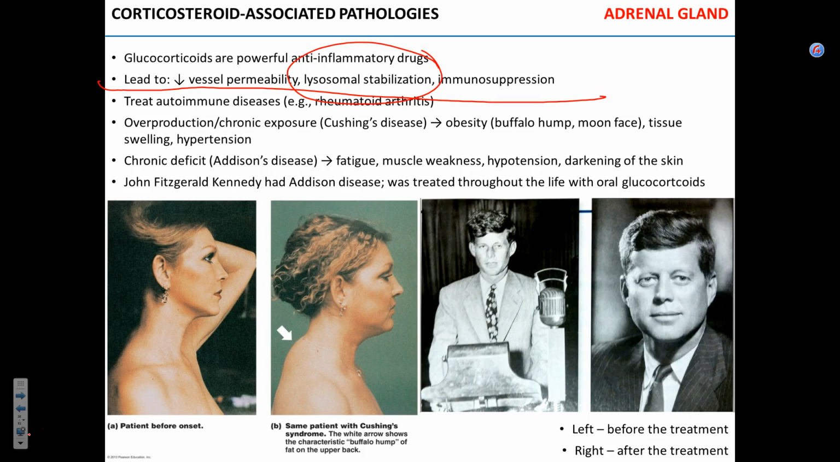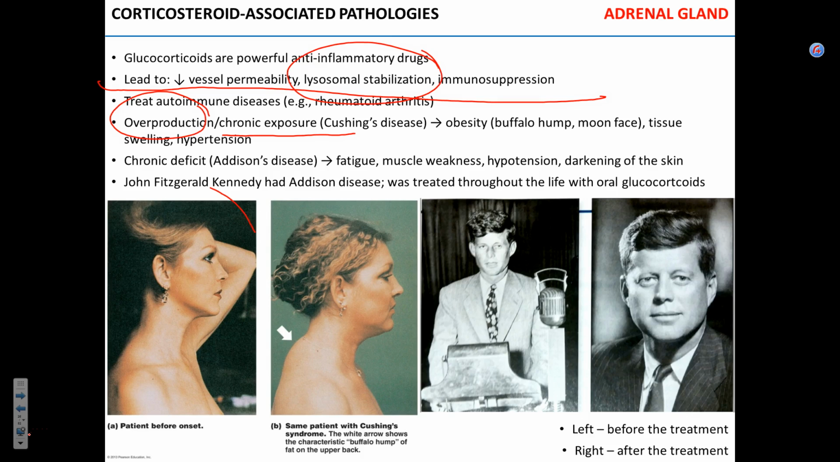But the problem is that if you take glucocorticoids on a regular basis, they will increase your blood glucose. Essentially, they will lead to weight gain in the long-term perspective. So overproduction of glucocorticoids, or exposure to them, leads to Cushing's disease.